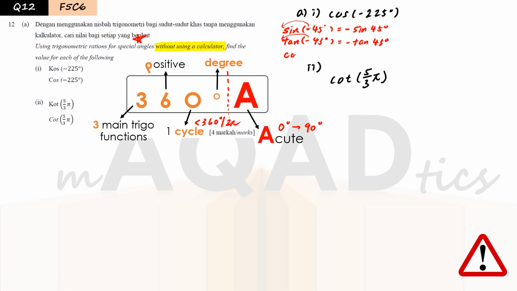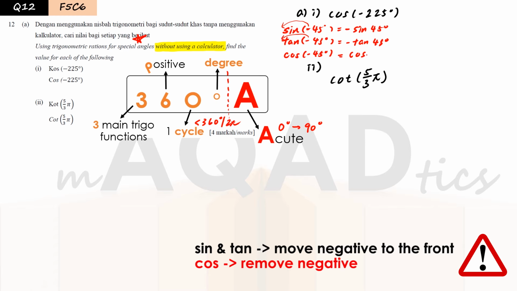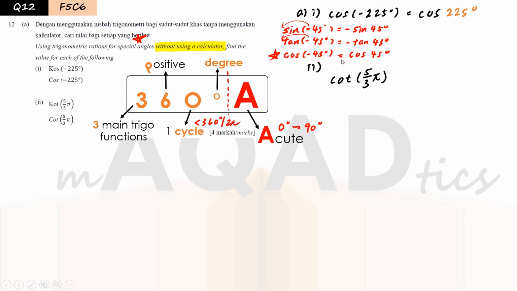But for cos, it's the special one, right? By using the same negative angle, the negative will magically disappear. So this negative value, once we pull out, it will disappear. This only works for cos. So coming back here, for this negative, since it's cos, it will magically disappear. So here will be cos 225 degrees. Why is it so? Later, after we discuss this question, let me explain it.